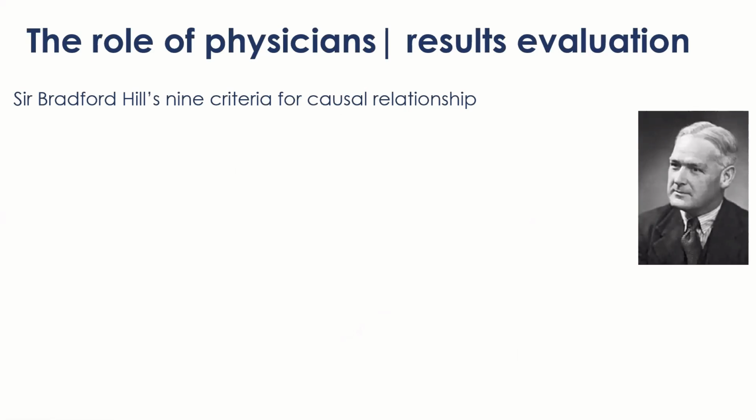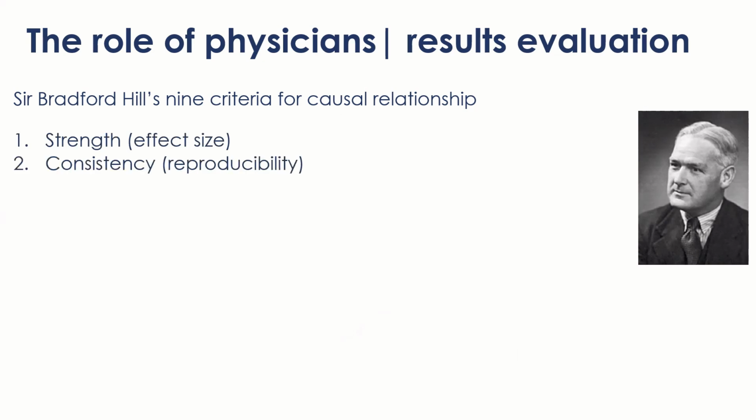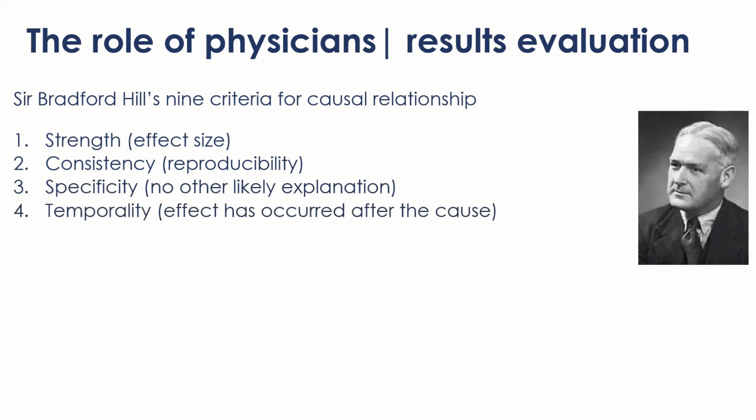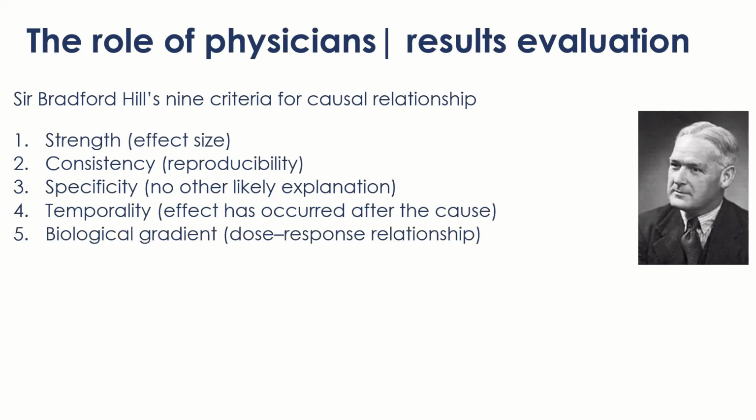And how can we assess causal relationship? A great way to do that is to use the nine criteria of Bradford Hill. And those are to assess the effect size of a finding, to see if it is consistent. So did anyone else find the same thing? It should be specific, so we don't have another explanation for this finding. Temporality is important. The effect has to occur after the cause. Biological gradient is a plus if we have a dose response relationship between the cause and the effect.